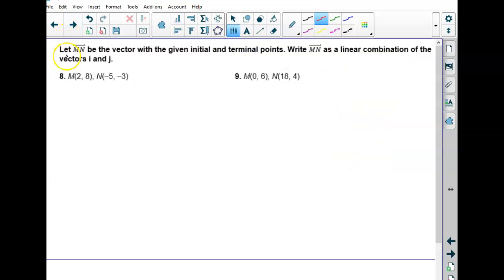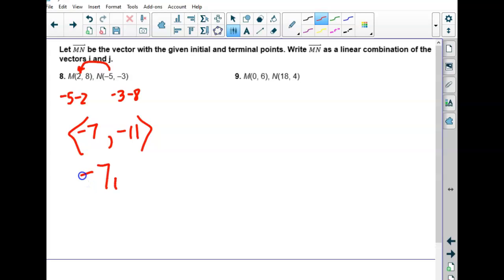So we're going to do that here. -5 - 2, remember you subtract, if you're going from M to N, you went down 7, right? And -3 - 8 would be down 11, or left and down, I guess, but did I do it right, guys? -5 - 2 and -3 - 8, I think those are right. So what would that look like as an ij vector? -7i minus 11j, that's it. I think you could do that in Delta Math. Easy peasy. So do this one.